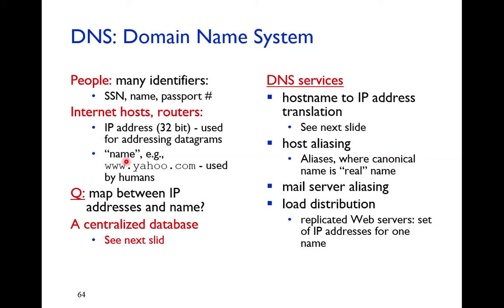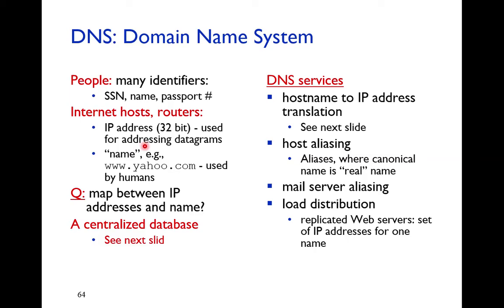The host also has a name, for example, yahoo.com. So it means that a host has two identifiers: one is the name and one is the IP address. When the user accesses the host over the internet, they use the name. But when the internet application wants to access the host, it uses the IP address.